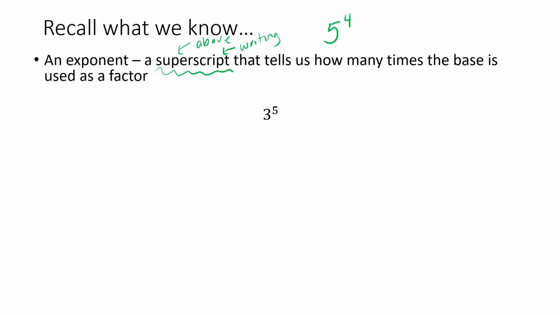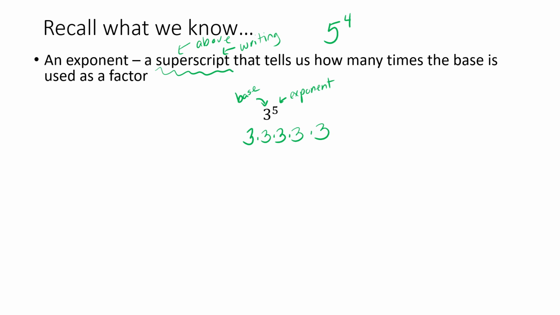Now, in terms of vocabulary, we have an example here. We have 3 to the 5th power, and the 3 is known as the base. It's called the base of the exponent, or the base of that expression. And then the 5 is the exponent. And what the 5 tells us is how many times the 3 is used as a factor. It tells us that 3 is used as a factor 5 times.